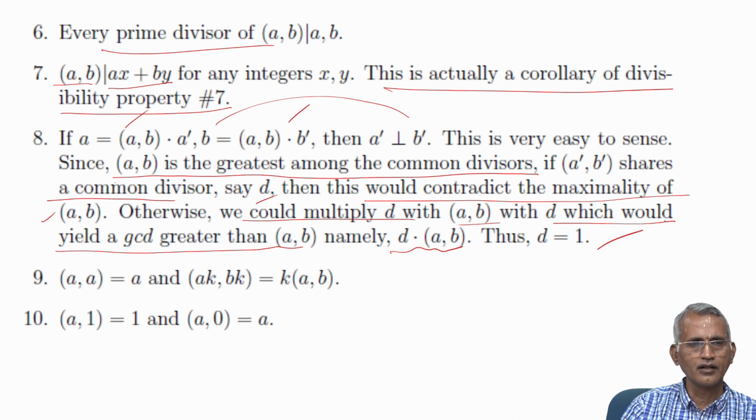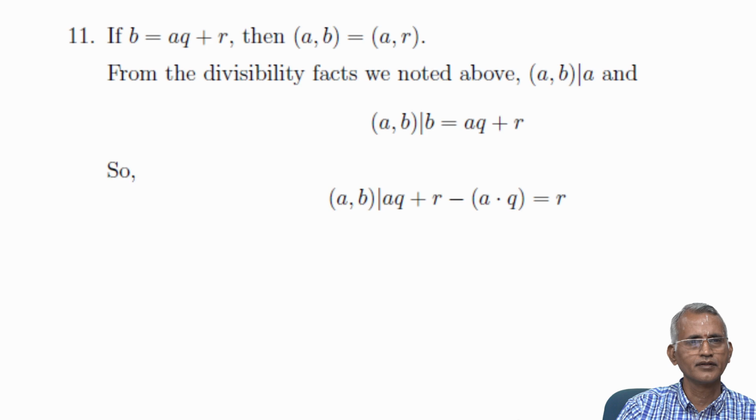And the ninth one, the GCD of AK comma BK is K into the GCD of A comma B, we can write. And the GCD of A comma 1 is equal to 1, and the GCD of A comma 0 is A. So, these are all the properties.